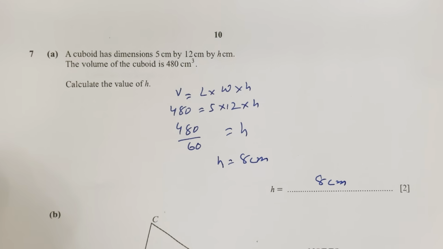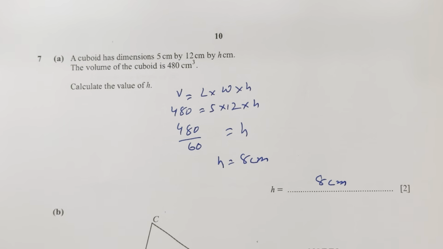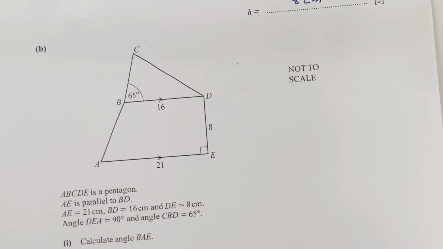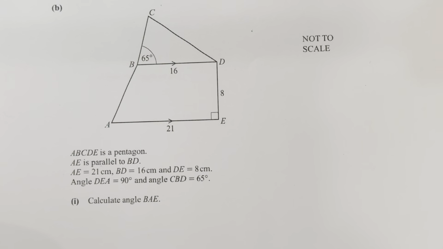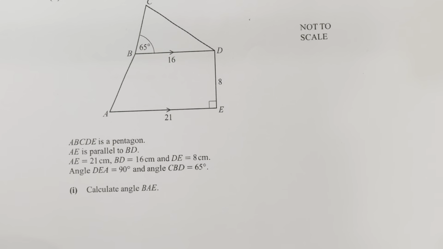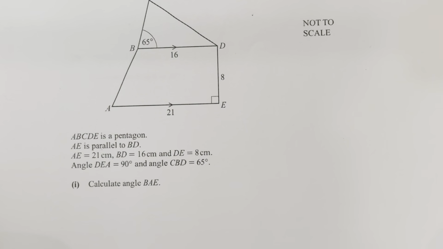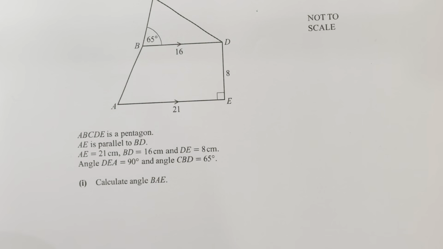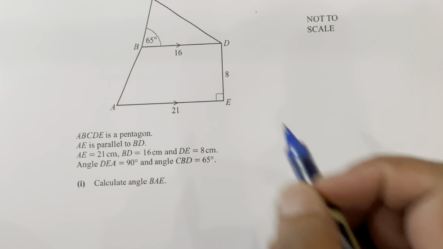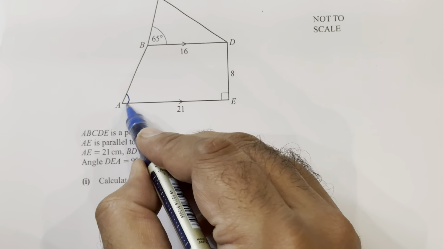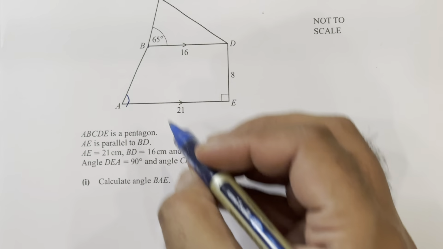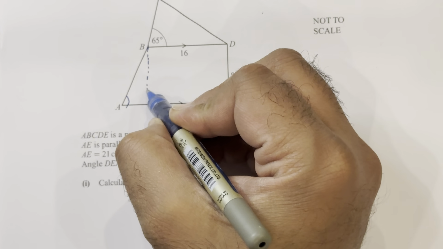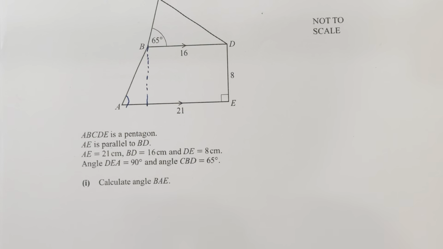Moving to its B part. B part is that ABCDE is a pentagon. AE is parallel to BD. AE is 21 and BD is 16. DE is 8. Angle DEA is 90 degrees. Angle CBD is 65. Calculate BAE. BAE, you need to calculate this angle. You can draw a right angle triangle by putting a line over here. Now you can calculate this angle.